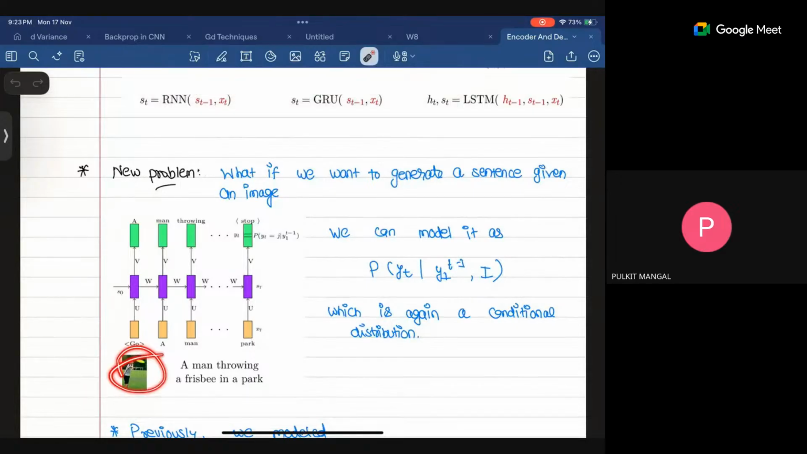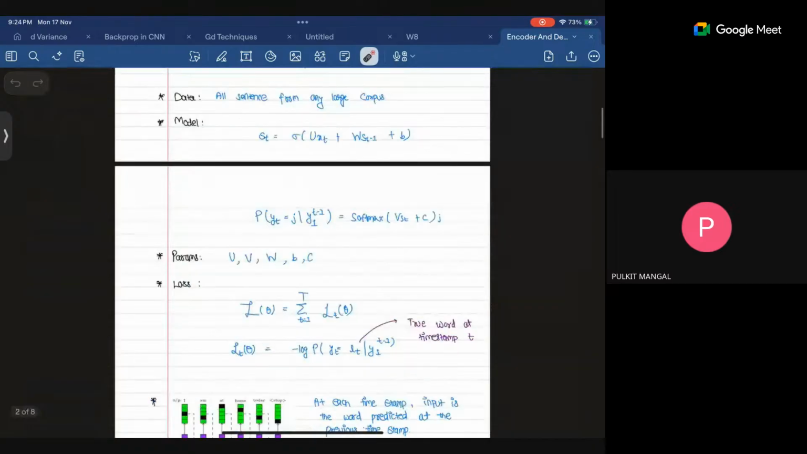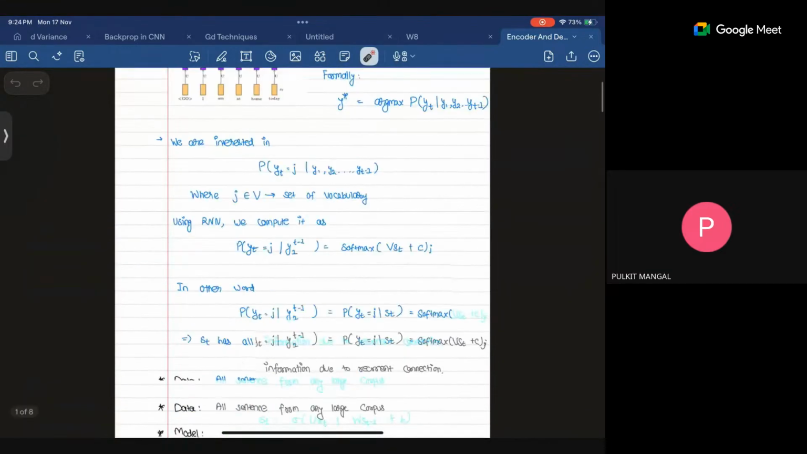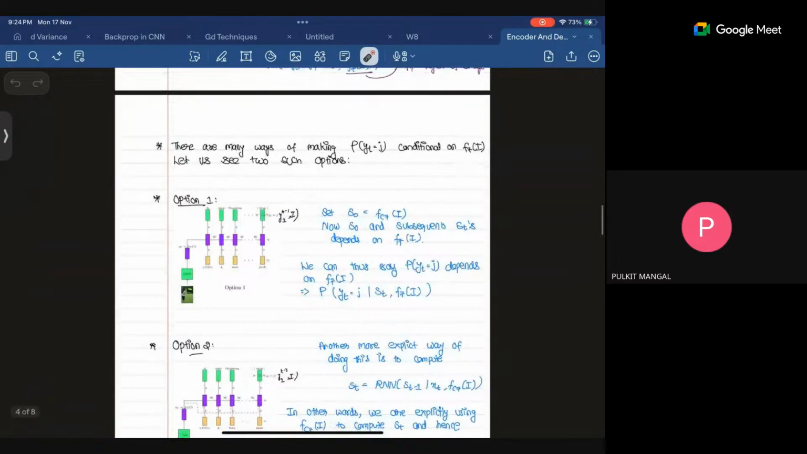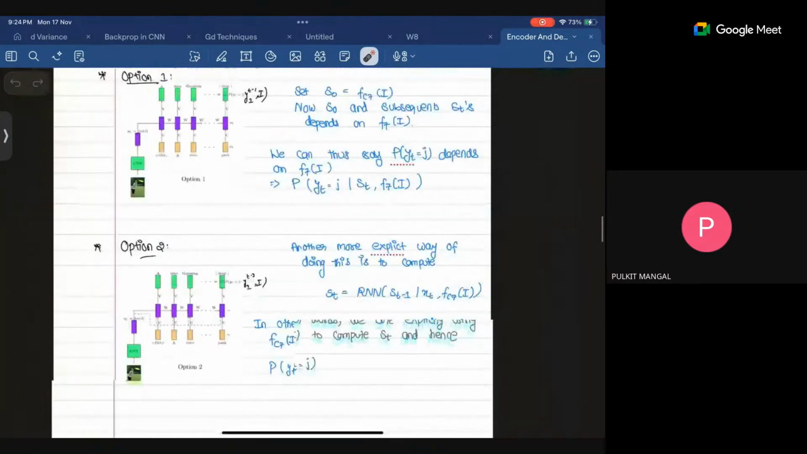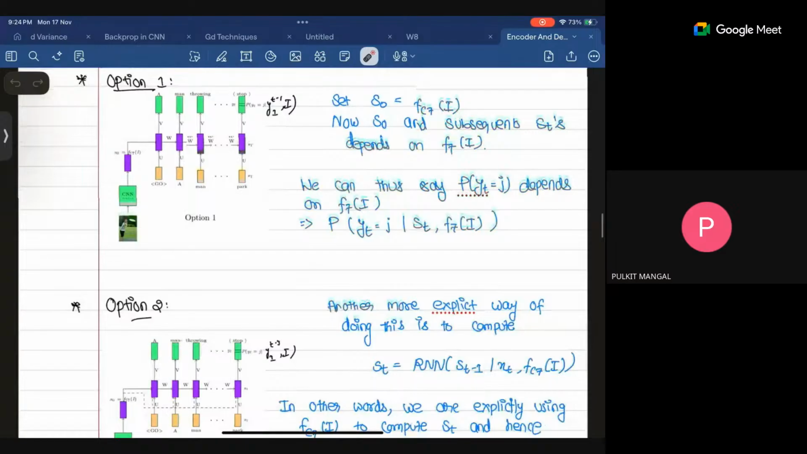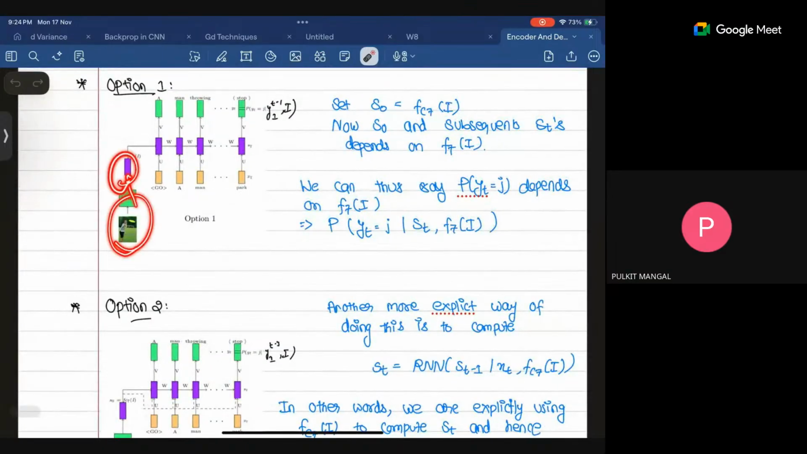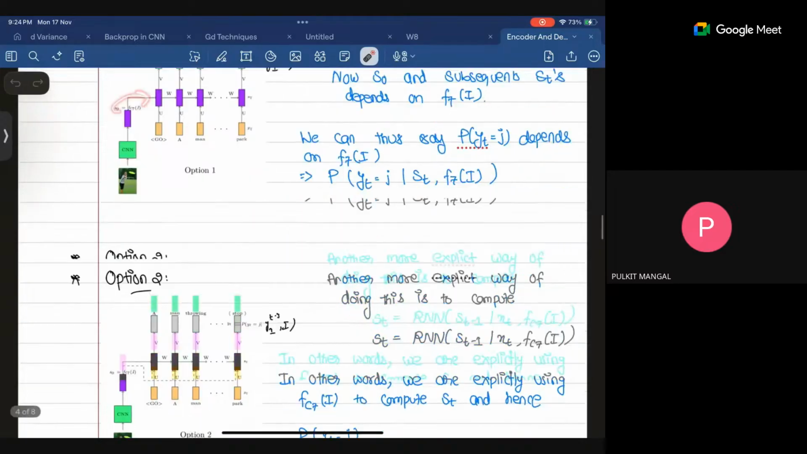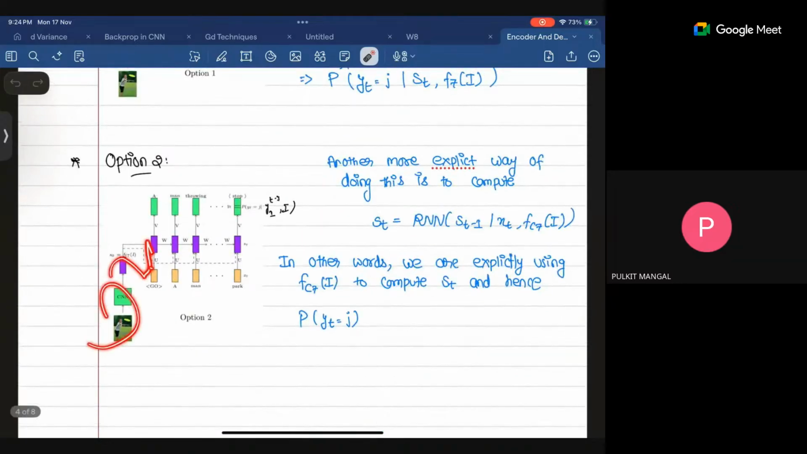So this was your picture, and you want to caption it. You get a representation of it after passing it through the hidden state, and that representation is then fed into the RNN as your decoder model. As I said, there were two options: one is that you pass it through the CNN, get the representation, and feed it only once. The other is that you feed it at every stage.